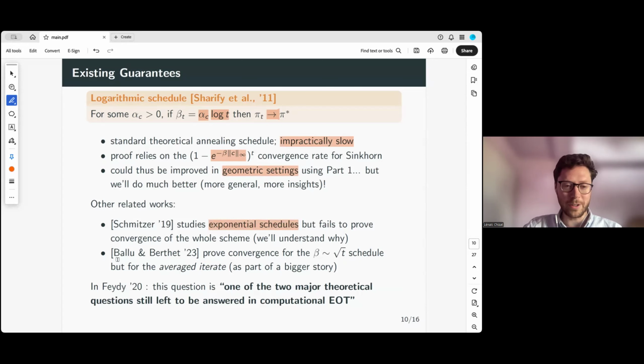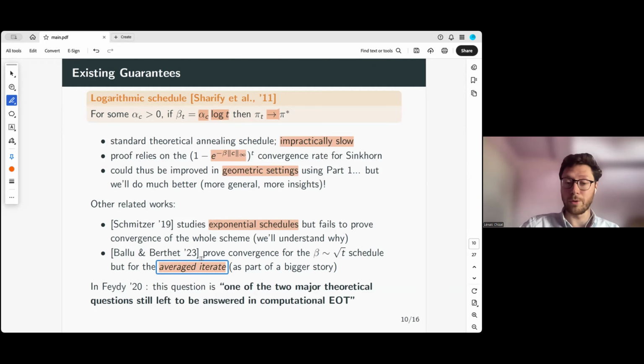And then there's a recent work by Balou and Berthet, where they study some other problems, but as part of their study, they have a result of convergence for annealed Sinkhorn for the average iterate and the polynomial schedule square root of t. So here, the convergence is on the average iterate, and it's not clear from the proof how we could change the result to get some results on the last iterate.